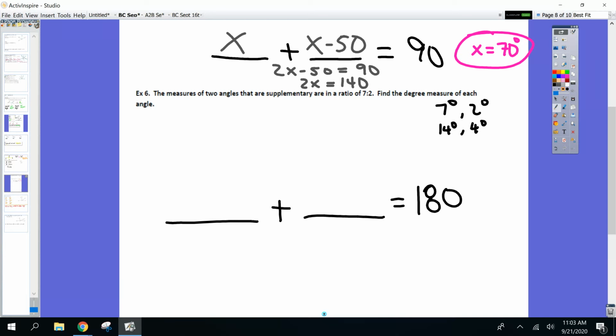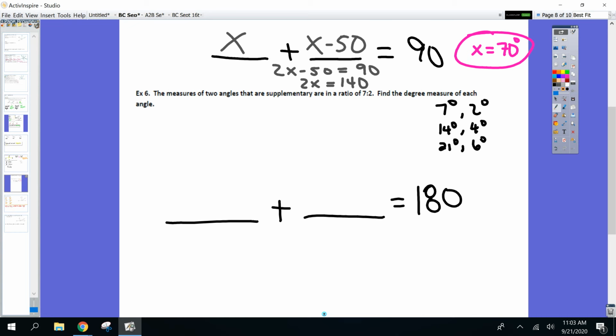All right, let me do one more. Let's multiply by 3. 21 degrees and 6 degrees. Does that make any sense? Okay, I'm tired already of guessing and checking. I'm tired of it. Who knows when we're going to finally get there? So what I need to know is what number do I need to multiply by 7 and by 2 so when I add them together I get 180.